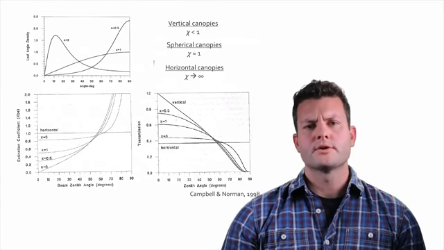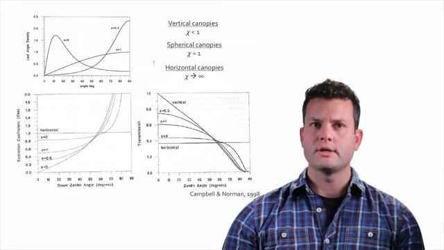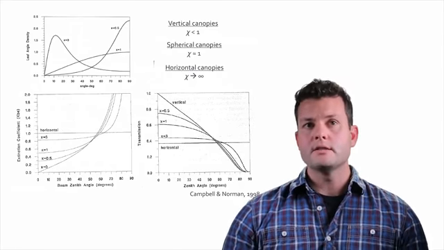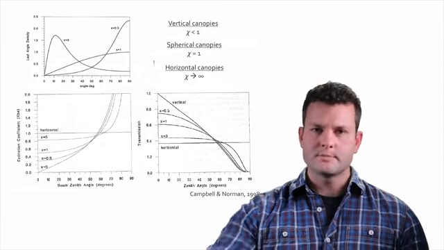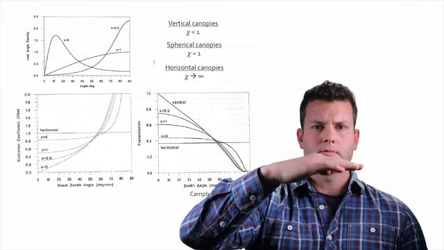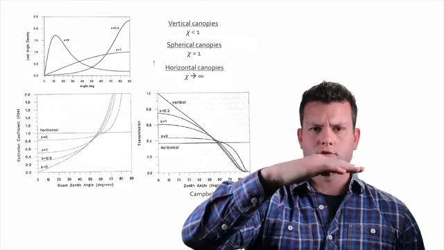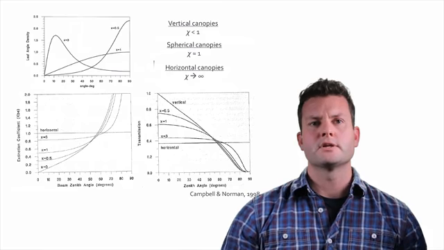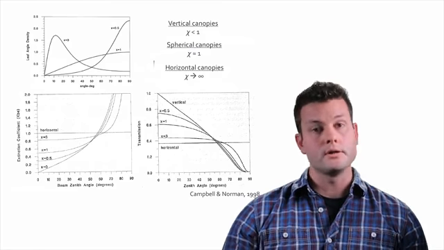Contrast that with the horizontal case, or the case where all the leaves are perfectly horizontal. So that would be the chi equals infinity case. And you can see that then the extinction coefficient has no dependency on the beam zenith angle. And this makes sense. If you think about a perfectly horizontal leaf, it's not going to matter what angle the solar radiation is striking it. It's going to have an extinction coefficient that's invariable.